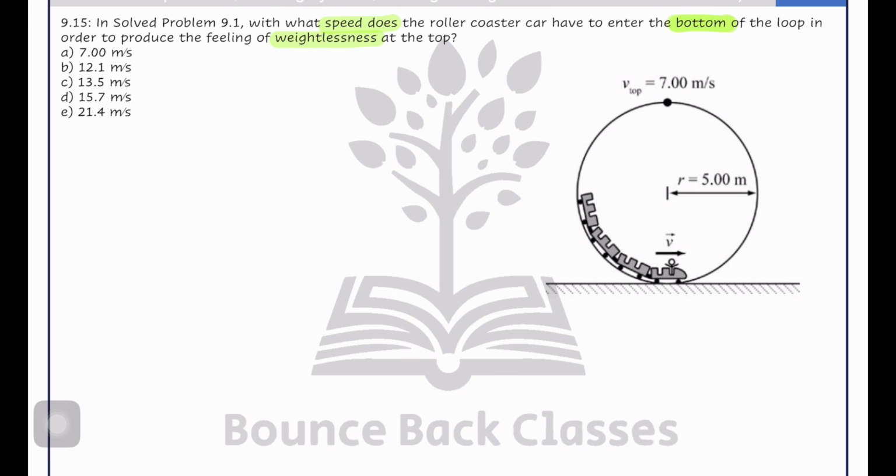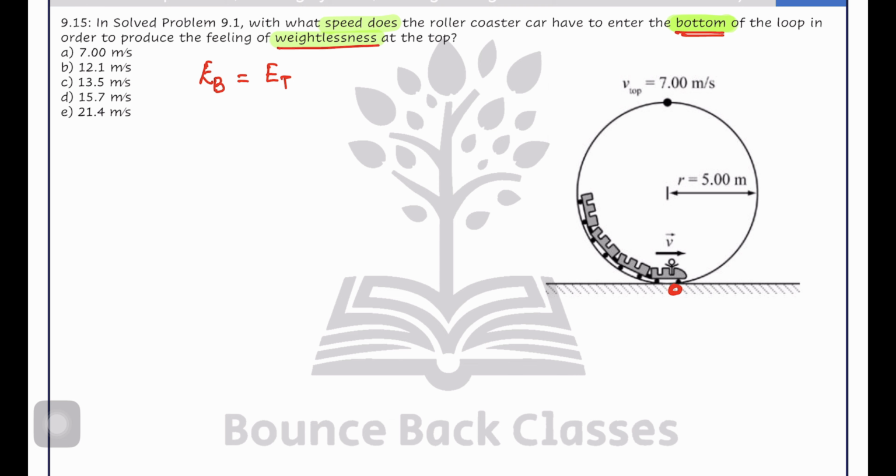So, guys, what is the meaning of weightlessness? You need to focus on this part. It means he is entering at the bottom of the loop, and we need to understand the weightlessness. So, let's say the body is here. Can I say energy conservation? Energy at the bottom should be equal to energy at the top. Yes or no?